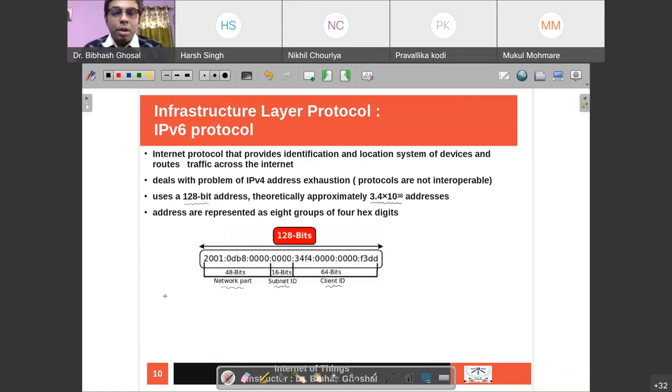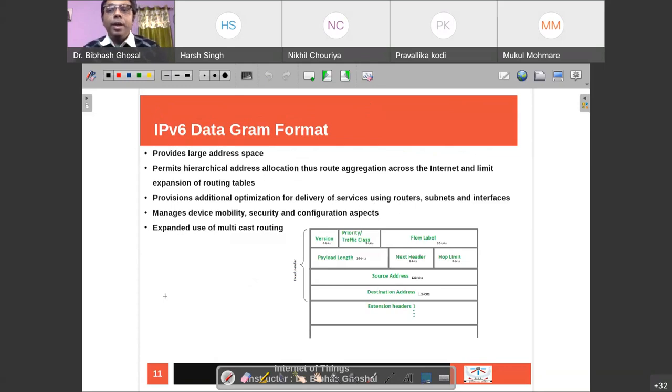But the problem is that whenever we apply IPv6 addressing, the datagrams, the IPv6 packets, are big. And the moment you have a large data packet, transferring this packet from one device to another, or from one device to some other network, is not only time consuming but, more importantly, requires high power. And this is a constraint for IoT devices.